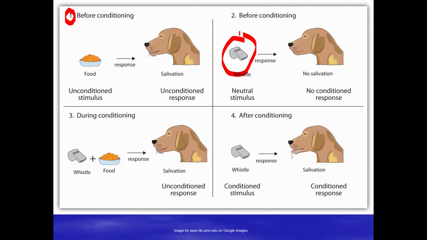We would then blow a whistle to the dog, a neutral stimulus. And so before conditioning, the dog would not react to that. There would be no response. So this is what we consider to be a neutral stimulus.